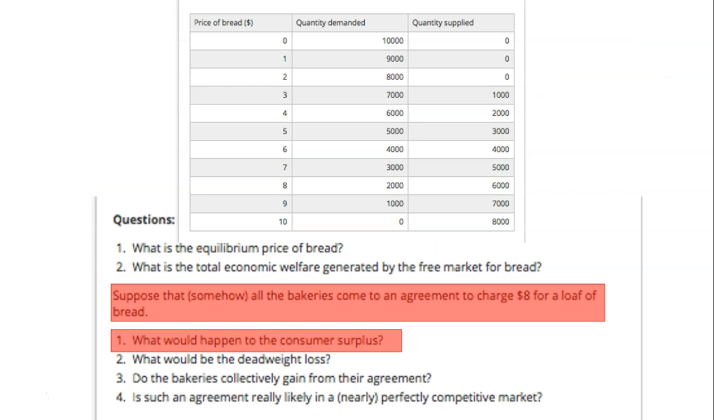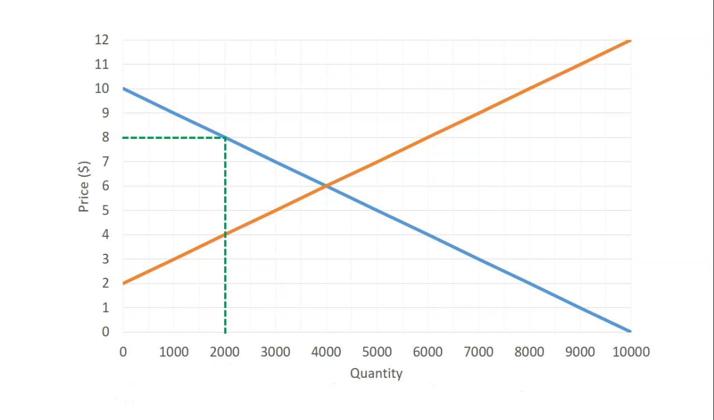Our next question is premised on the following slightly odd scenario. Suppose that somehow all the bakeries come to an agreement to charge $8 for a loaf of bread. So here what we're going to have to assume is that all the bakeries get together and they all agree to restrict their output, to restrict supply, until consumers are willing to pay $8 per loaf. So we're asking what happens to the consumer surplus when that occurs.